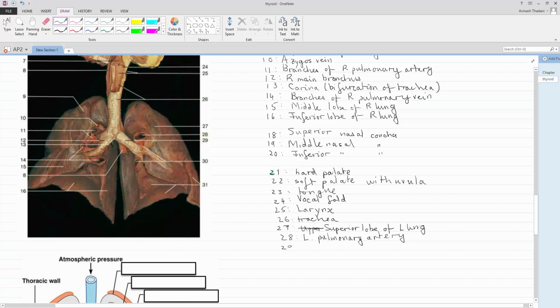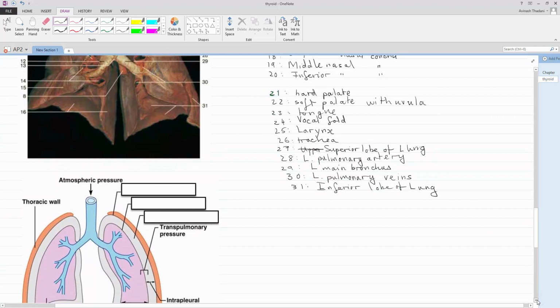29 is the left main bronchus. 30 is the left pulmonary veins, 2 of them you can see. Again, notice how the pulmonary artery is superior to the pulmonary veins at the hilum of the lungs. And lastly, 31 is the lower or inferior lobe of the left lung. Okay, now let's go on to the pleura.